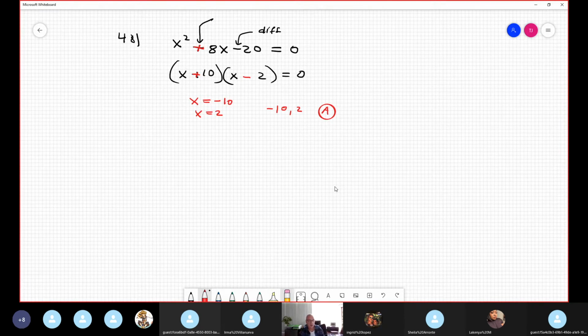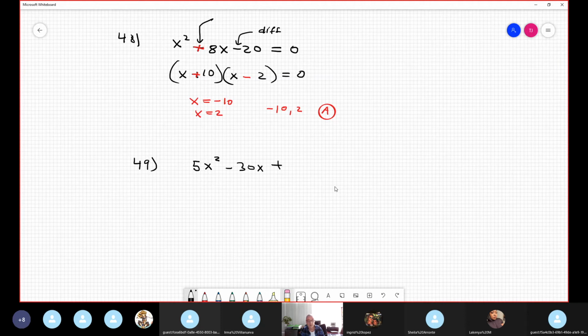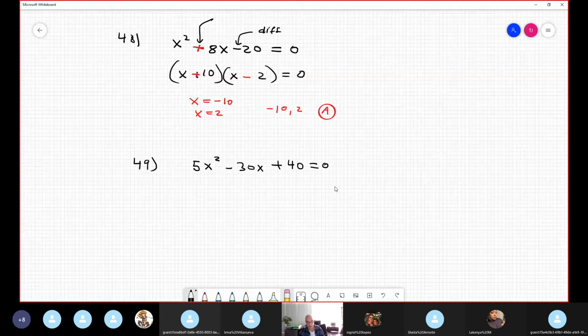Let's move on to 49. 49 is 5x squared minus 30x plus 40 equal to 0. Again, we have a quadratic equation. And so far, we are learning solving by factorization. You focus on the left-hand side of the equation and apply everything you know about factorization.